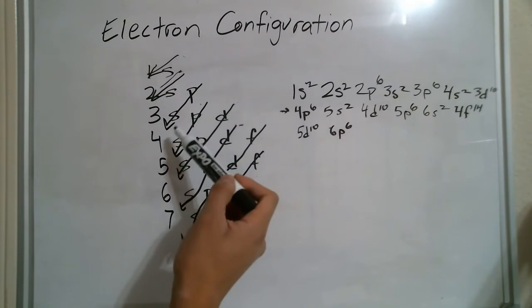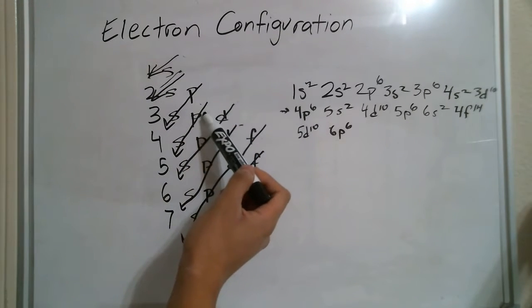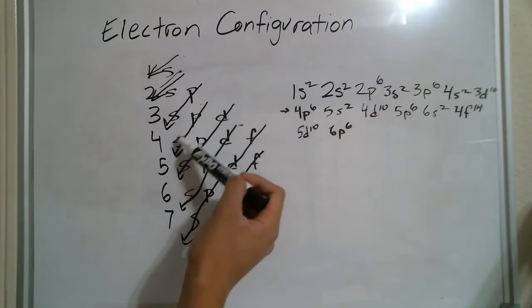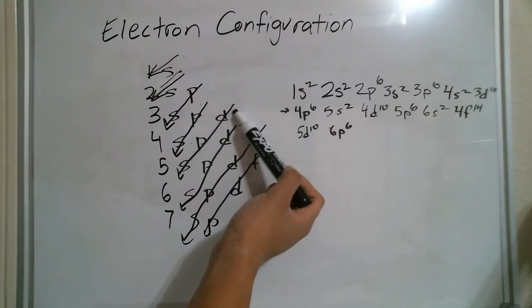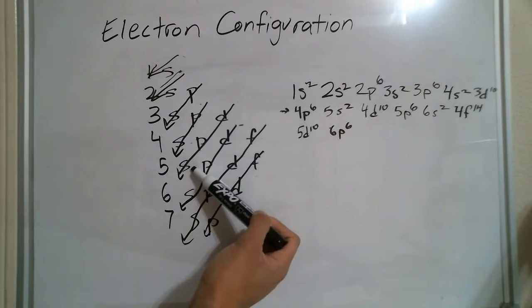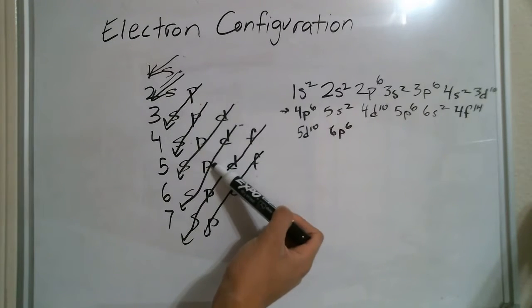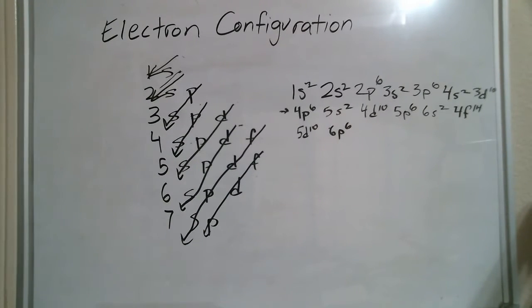Like for here, so I'm done with 3p, 4s. I go back to the top, 3d, 4p, 5s. Back to the top, 4d, 5p, 6s. And that's how you know whether to write 1s or 3p. That's how you know.